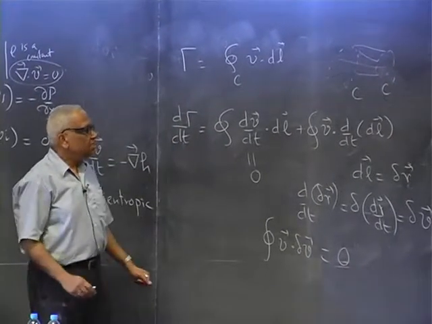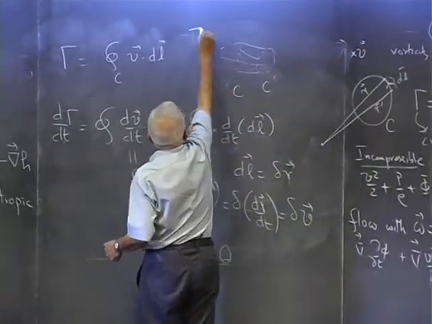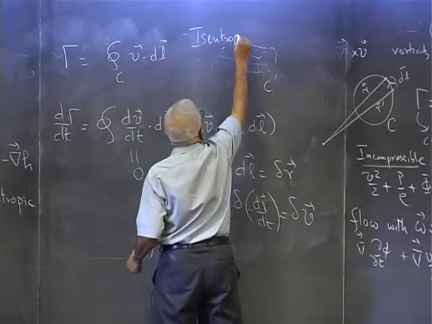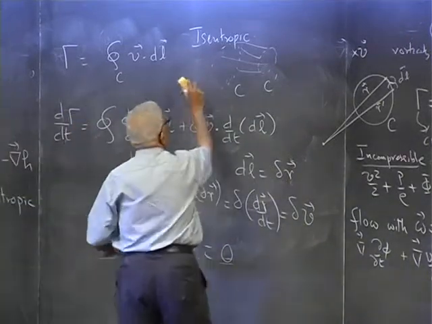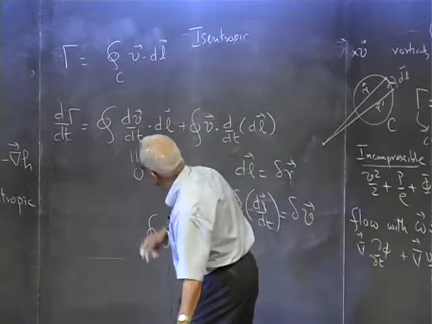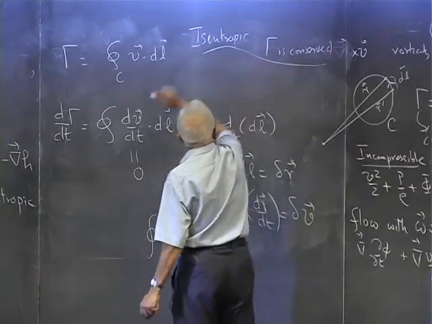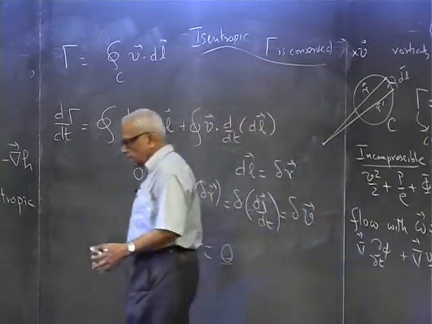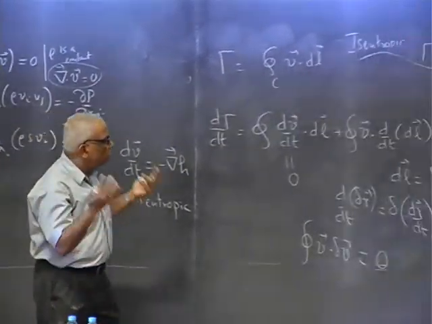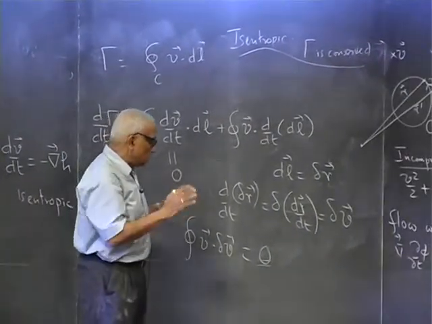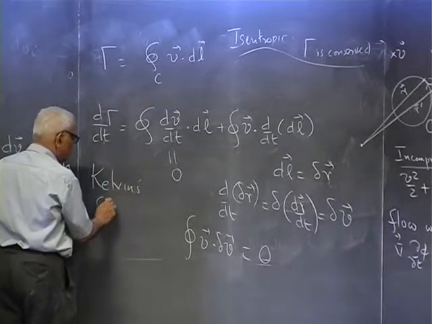So d gamma/dt is zero; gamma is conserved in isentropic motion. Under isentropic conditions, gamma is conserved. So if you start out with omega equal to zero, it is always going to remain omega equal to zero. This is known as Kelvin's circulation theorem.